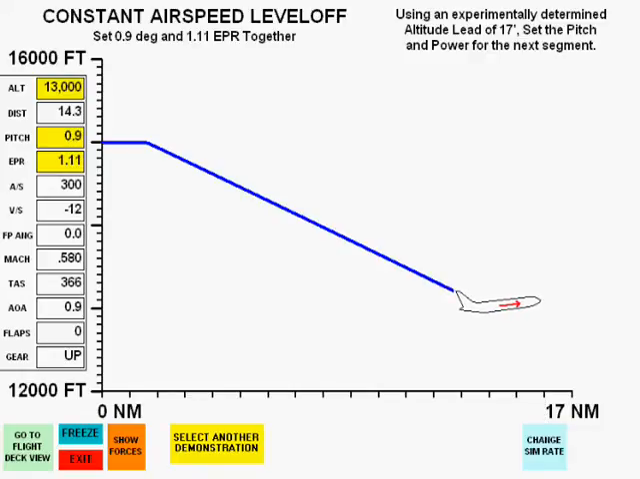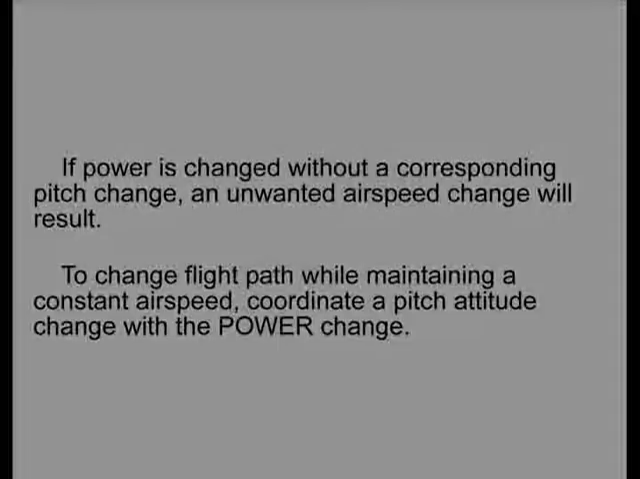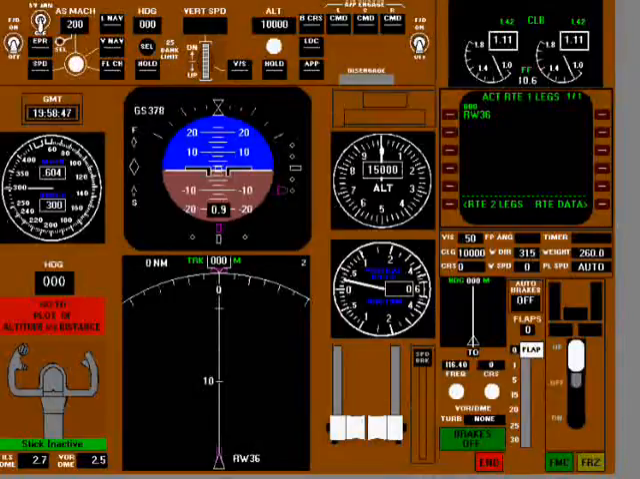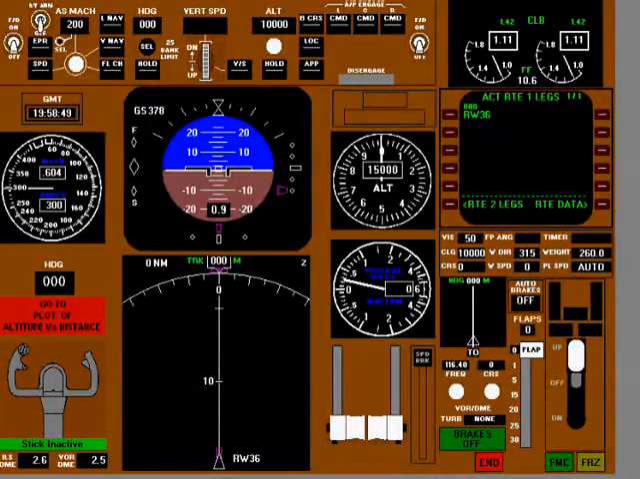Here we see the change in both pitch and power occurring. The airspeed remains at 300 knots and the vertical speed goes to 0 as we reach 13,000 feet. If power is changed without a corresponding pitch change, an unwanted airspeed change will result. To change flight path while maintaining a constant airspeed, coordinate a pitch attitude change with the power change. We will now repeat the prior transitions in the flight deck view.